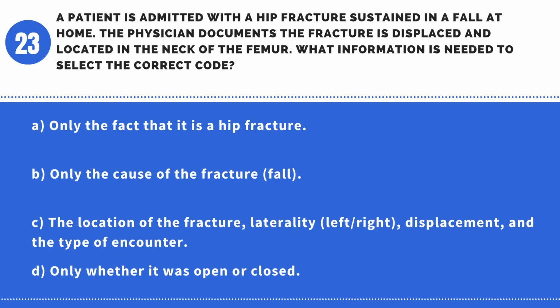Question 23. A patient is admitted with a hip fracture sustained in a fall at home. The physician documents the fracture is displaced and located in the neck of the femur. What information is needed to select the correct code? A. Only the fact that it is a hip fracture. B. Only the cause of the fracture, fall. C. The location of the fracture, laterality, left/right, displacement, and the type of encounter. D. Only whether it was open or closed.